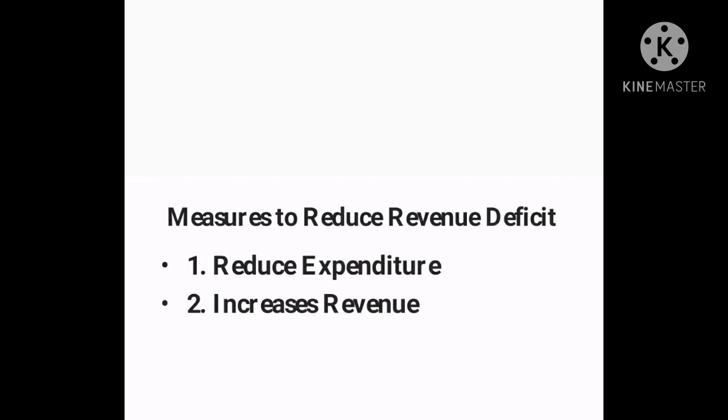Now, measures to reduce revenue deficit. First, reduce expenditure. Second, increase revenue. Reduce expenditure: the government will reduce expenditures on unnecessary purposes. Second, increase revenue: the government will increase tax rates so it will get more revenue. So these are the two measures to reduce revenue deficit. First, reduce expenditure. Second, increase revenue.